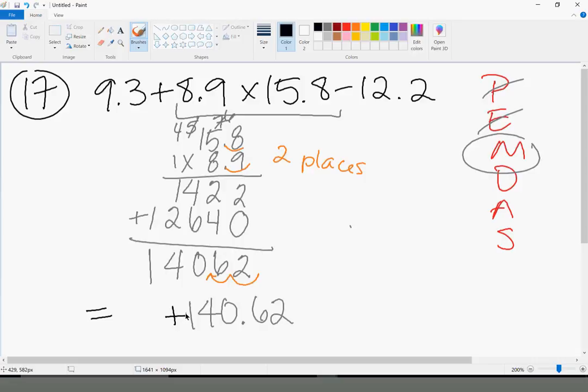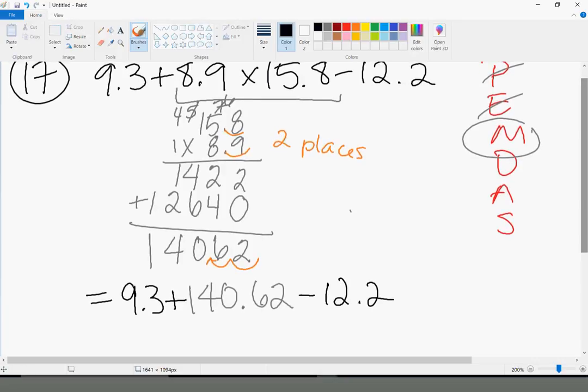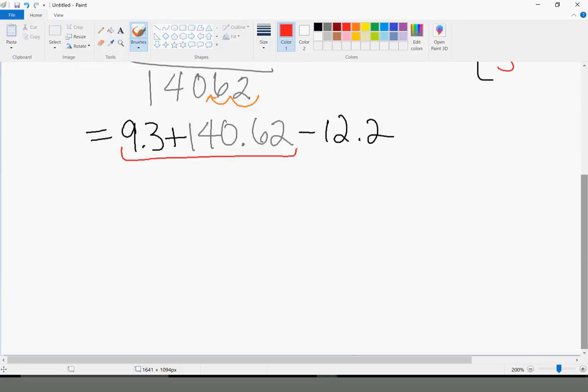So now we're going to write what we have around that. So this was a positive number. Bring down that 9.3 and then bring down that minus 12.2. Okay, so now we don't have any more multiplication. There's no division, but we have addition and subtraction. So you're going to do whatever you see first from left to right. So for this case, we have this addition to do first.